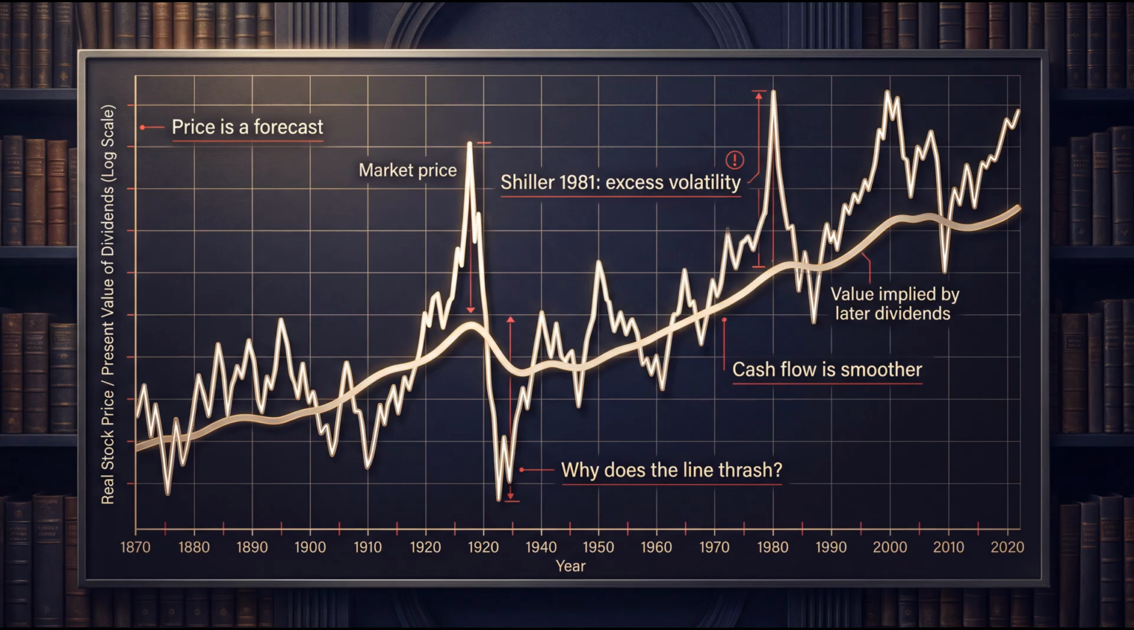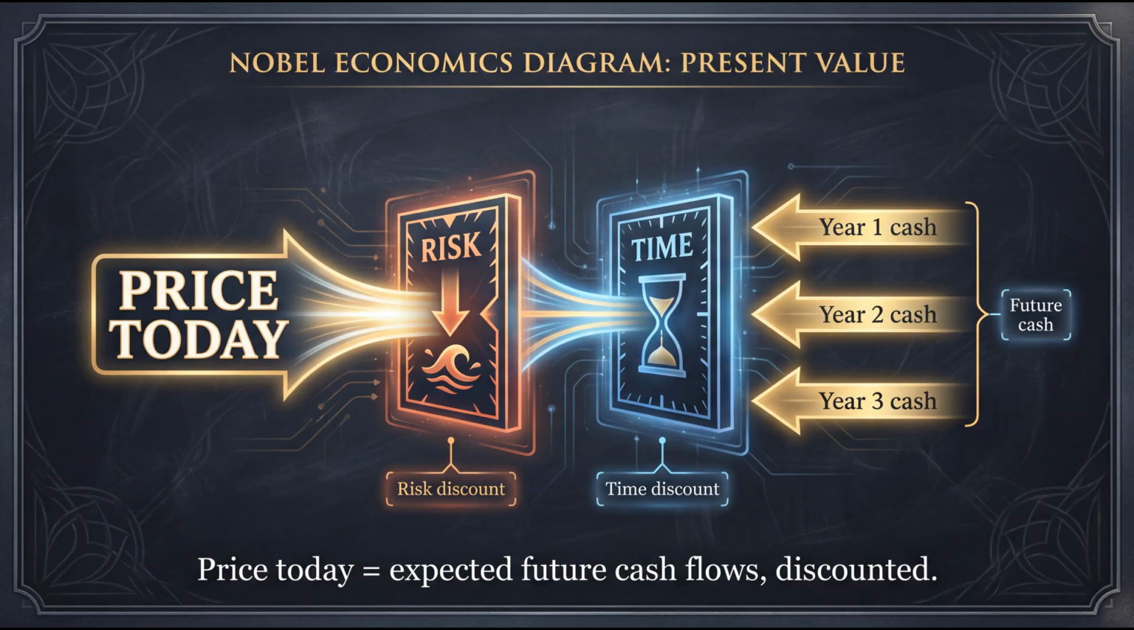The old efficient market story said prices should reflect available information. That is useful, but Shiller pushed on the weak spot. If prices are rational forecasts of future cash, then prices should be rough, but not wildly rougher than the cash they are forecasting. Shiller's answer was unsettling. Markets can be extremely hard to beat tomorrow and still be too high or too low over years. That is the Nobel idea. The market may be fast, it may also be wrong.